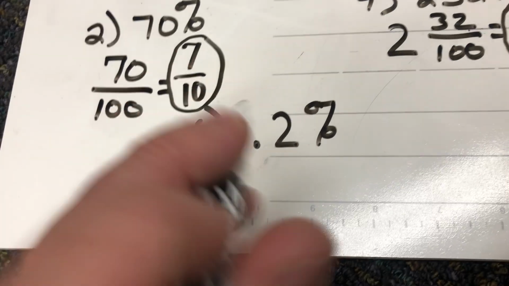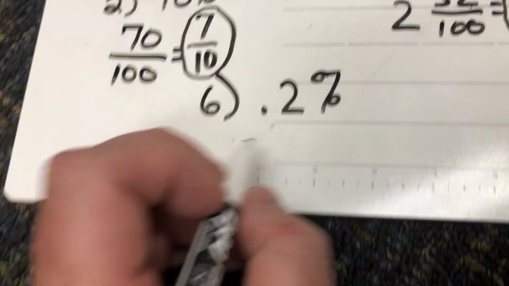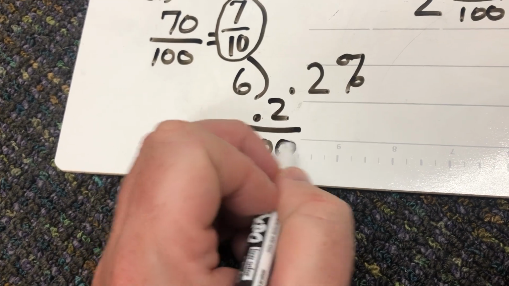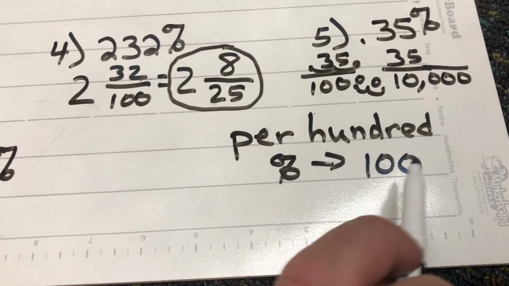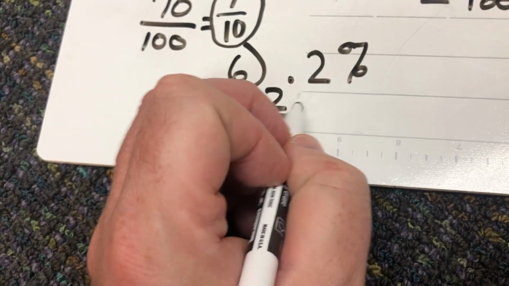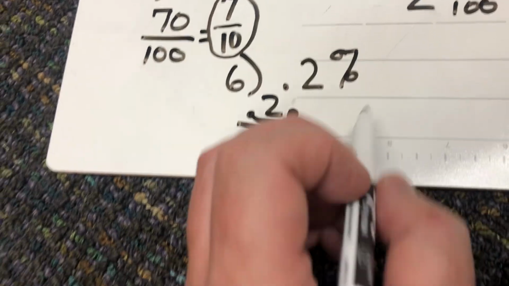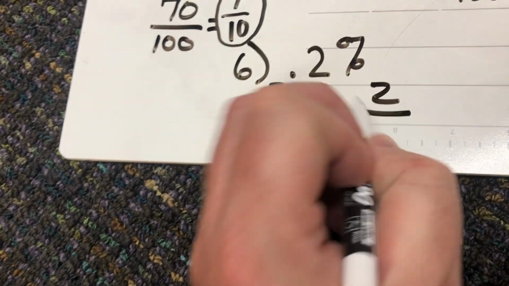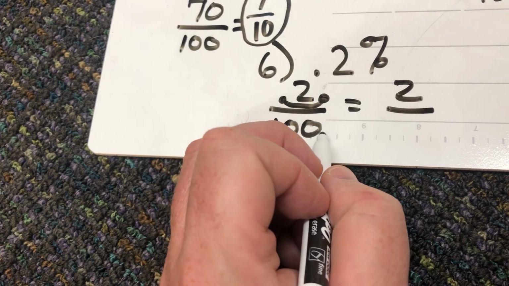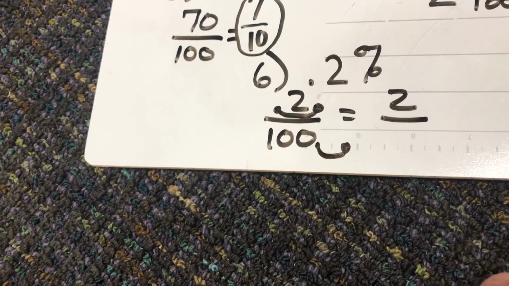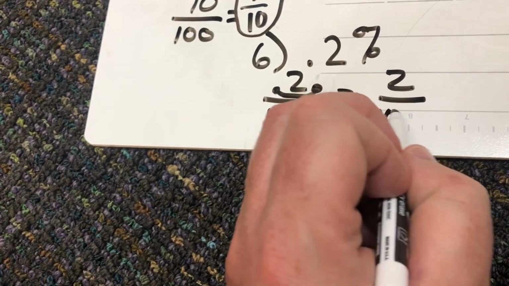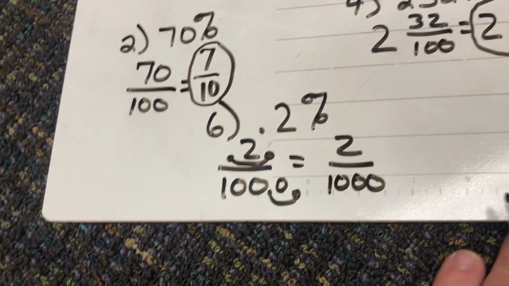The last one in this section, same idea, 0.2%. I can start by putting 0.2 over 100 because percent is always out of 100. But I don't want a decimal, so I'm going to move this one spot to the right. So I end up with 2. If I move this decimal, which once again is going to be there, so it still equals 100, and I move it one place, I fill in that empty space with a 0, I get 1,000.